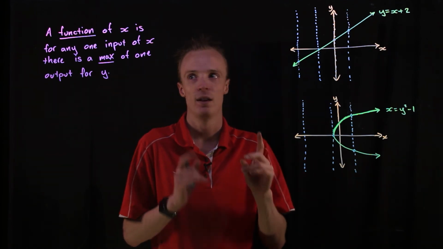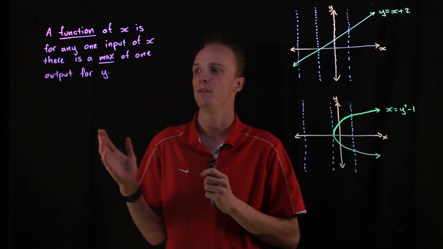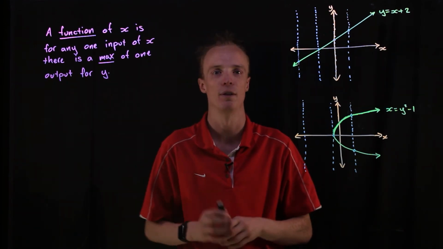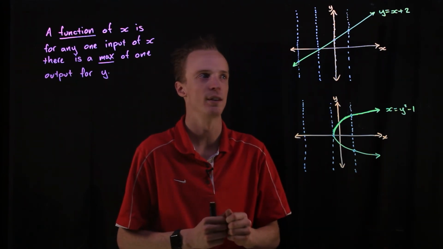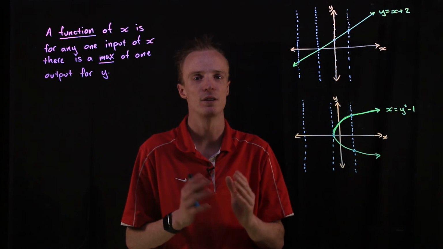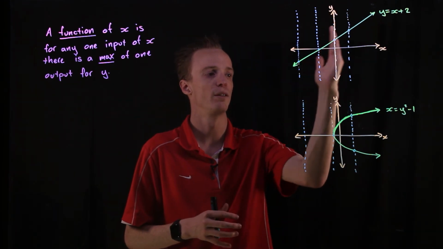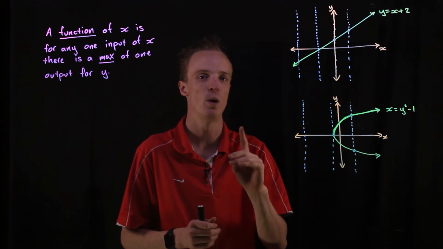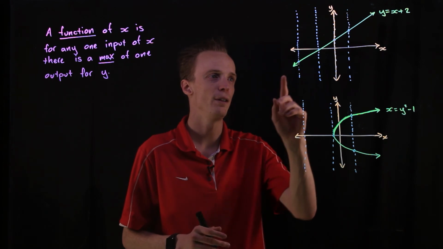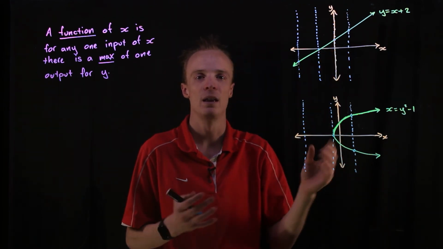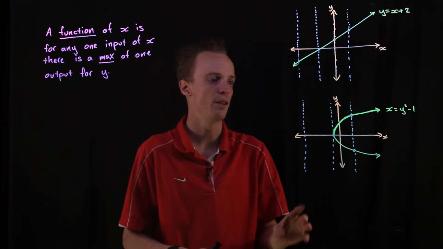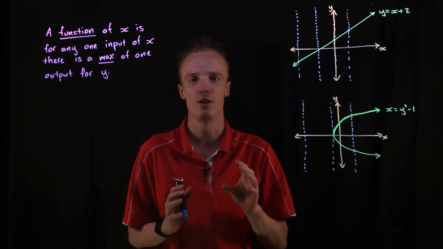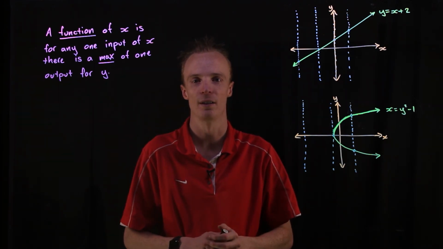Now, to summarize, a function of x is where, for any one input of our x value, there is a maximum of one output for our y. One test that we can use for this is to look at the graph and do what's known as a vertical line test. We put vertical lines through our graph and see if at any point on our graph there is more than one intercept. If there is only ever a maximum of one intercept, it is a function of x. However, if we can find a point where there's more than one intercept to our vertical line test, it cannot be represented as a function of x.